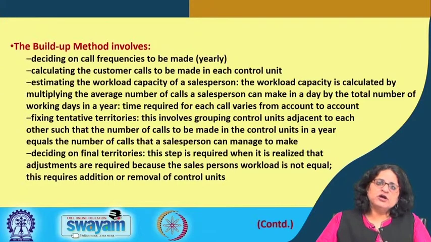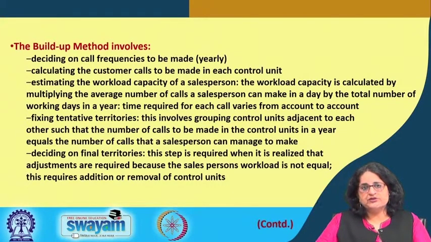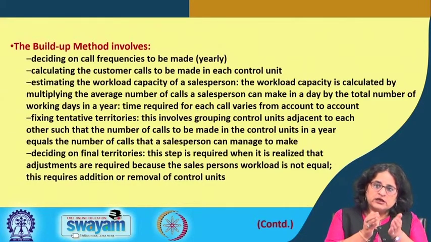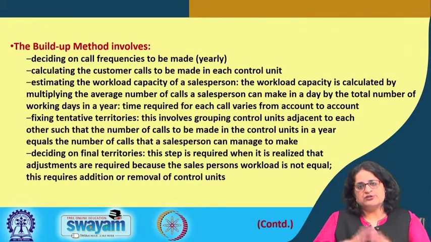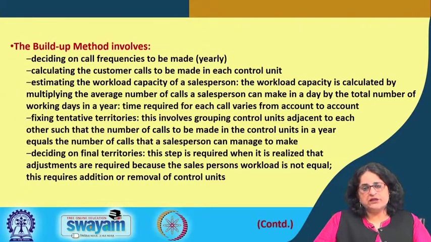And then after you've fixed the tentative territories, you decide on the final territories, and this particular step becomes very relevant and very important when it is realized that adjustments are required because the salesperson's workload is not equal. So, this would mean addition or removal of adjacent or neighboring control units, so that the workload for each salesperson becomes equalized. So, this is the build up method for deciding on sales territories.